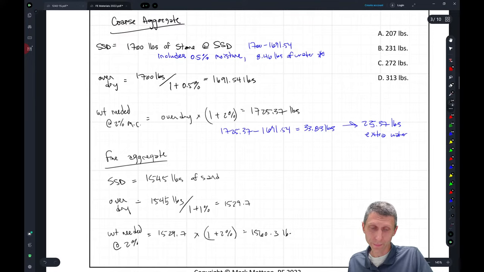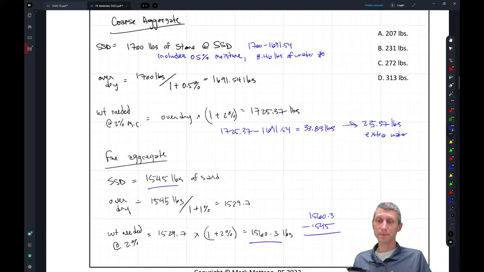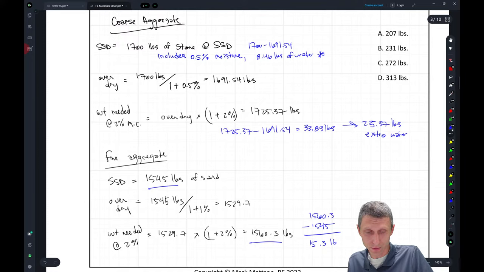So what does that mean? That means how much extra water do we have? We have essentially this value minus this value. That's going to be our extra water. So this is going to be 1560.3 minus 1545, and that's going to give us, did I do it right? Let's see. It's going to give us an extra 15.3 pounds of extra water.